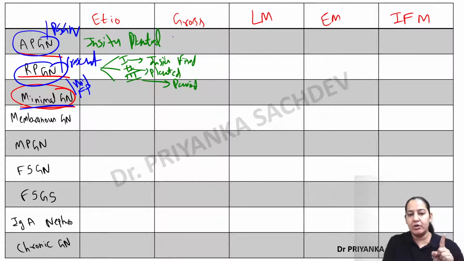We came on the gross of each of the following. So in APGN, the gross is flea-bitten kidney. You already know that flea-bitten kidney. In RPGN, the gross is large white kidney. And in minimal change disease, the gross is normal. We have already discussed the normal gross.